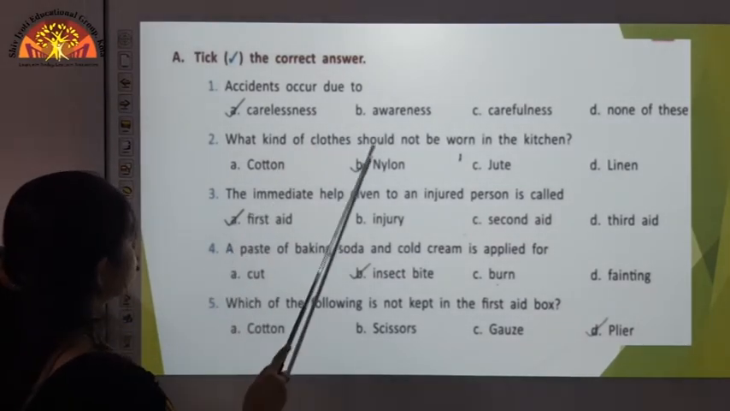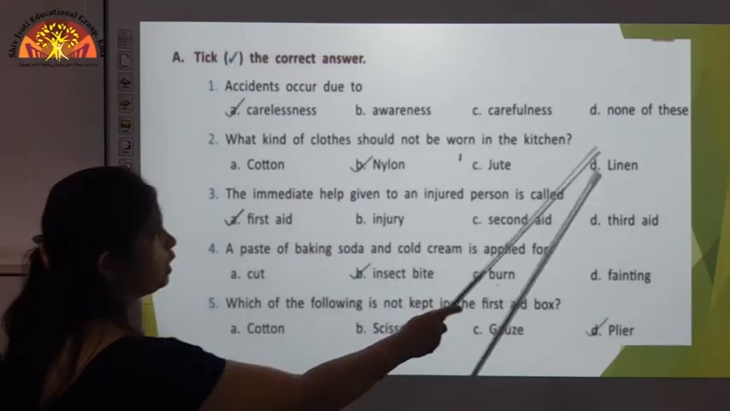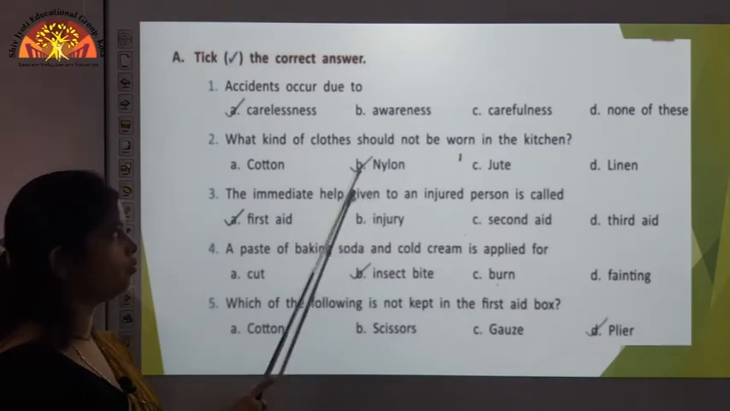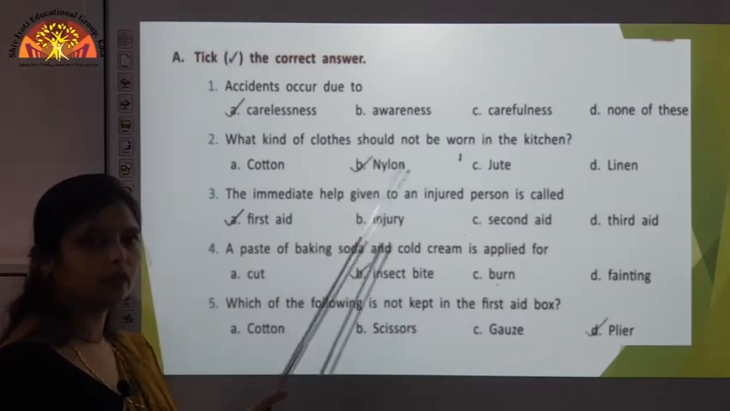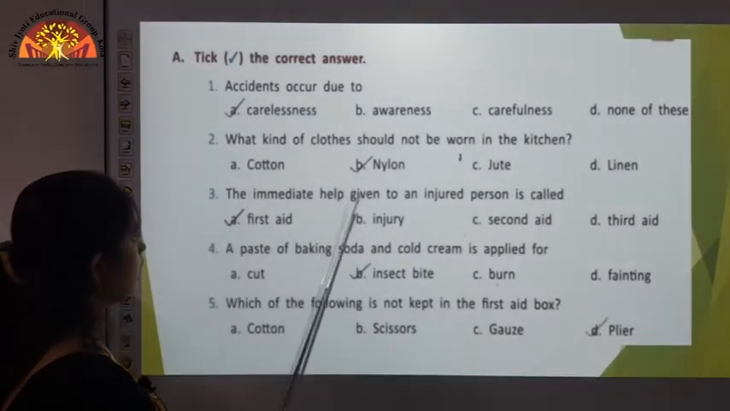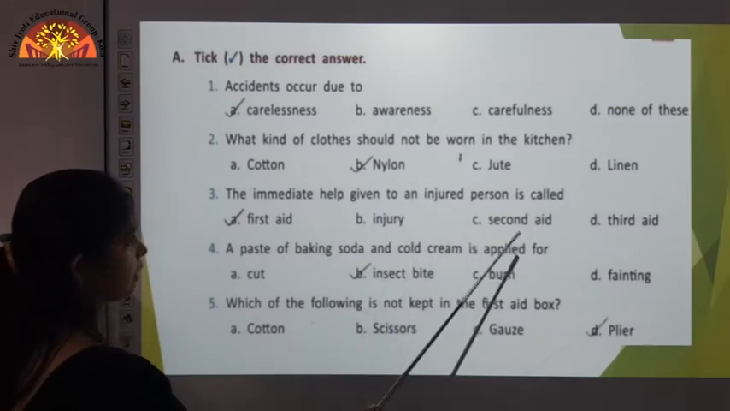What kind of clothes should not be worn in the kitchen? Cotton, nylon, jute, linen. Nylon is a synthetic cloth and we should not wear synthetic clothes in the kitchen, as they catch fire easily. The immediate help given to an injured person is called: first aid, injuries, second aid, third aid.